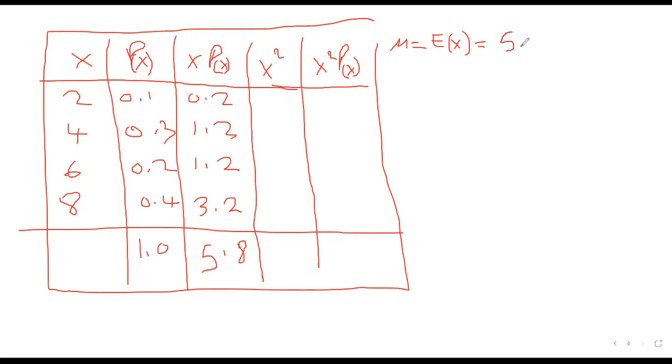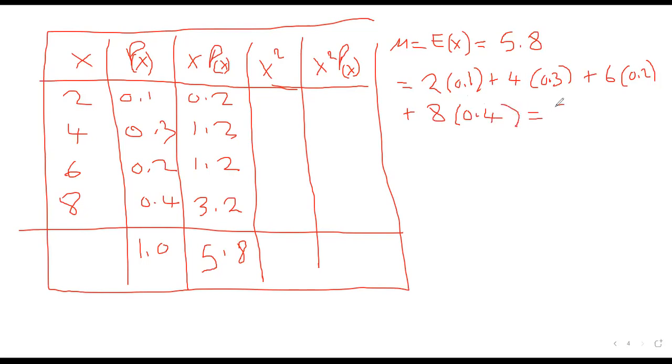If you're not using the table, you could still do the same. You show the working: 2 times 0.1, you add 4 times 0.3, plus 6 times 0.2, plus 8 times 0.4. When we total this up, we get 5.8. This is what we call our expected value.